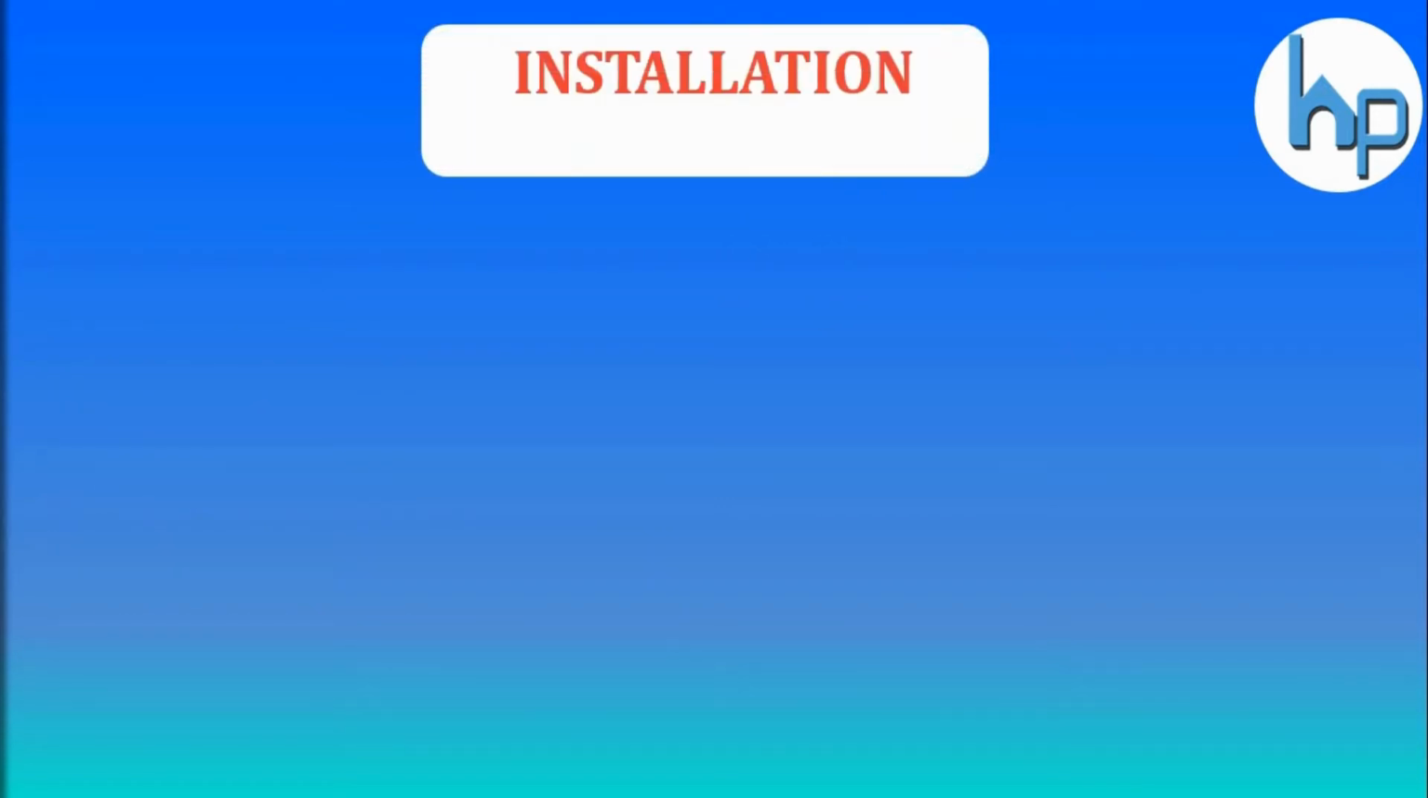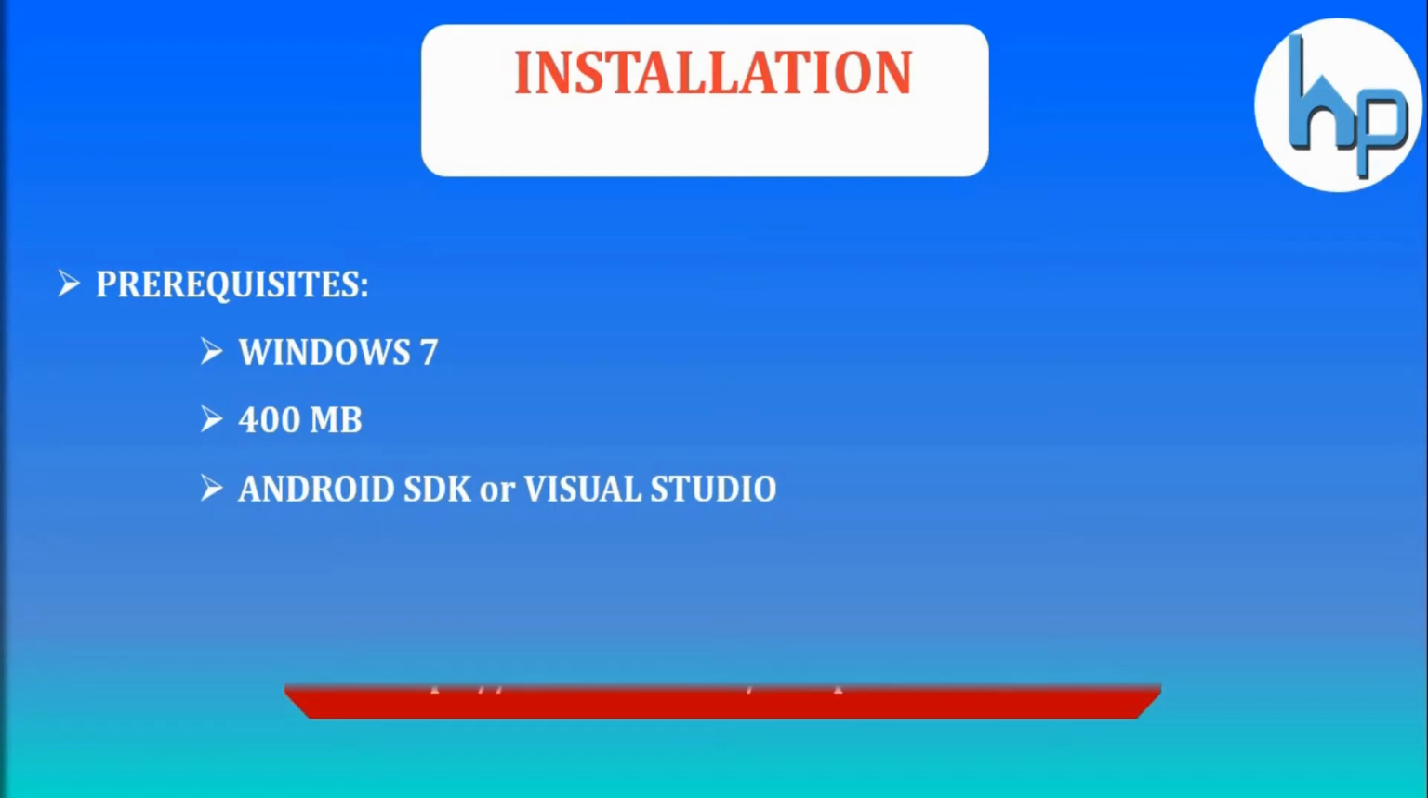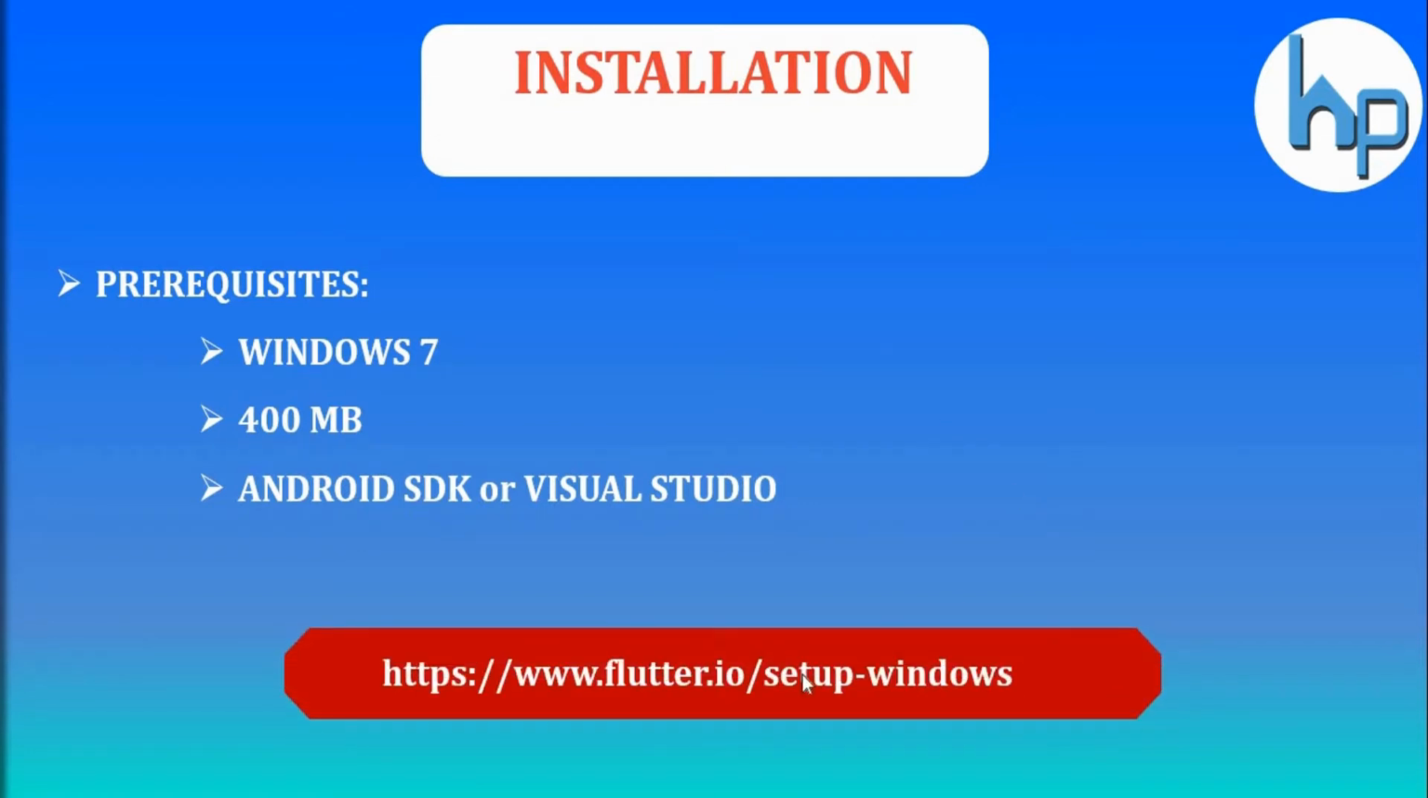So the basic requirements for installing Flutter is you should have the operating system Windows or Mac OS. If you are installing Flutter in Windows, your version should be 7 or higher than 7, right? The minimum hard disk size should be 400 MB, and you should have either Android SDK or Visual Studio, right? So these are all the basic requirements to install Flutter. To install Flutter, go to this URL.